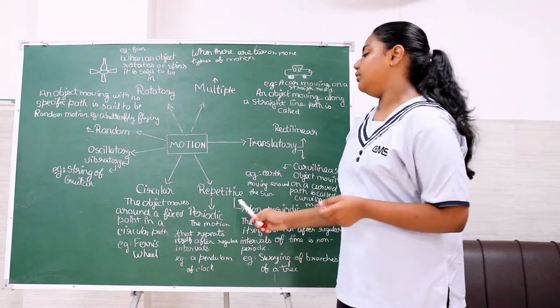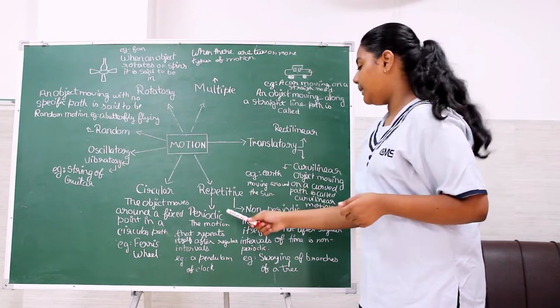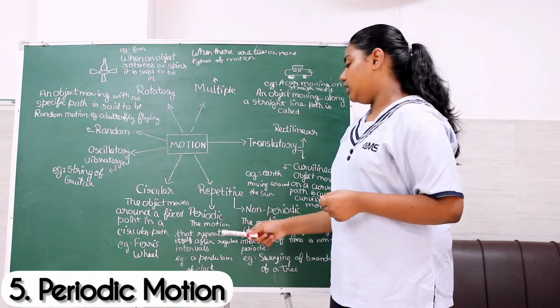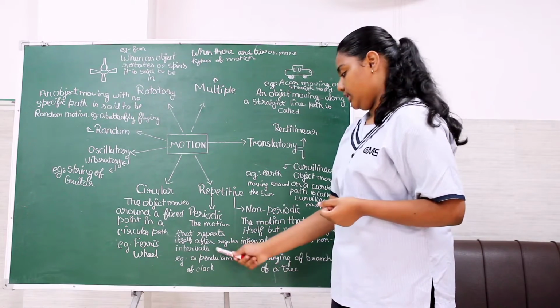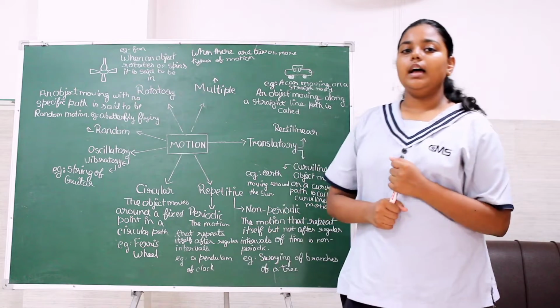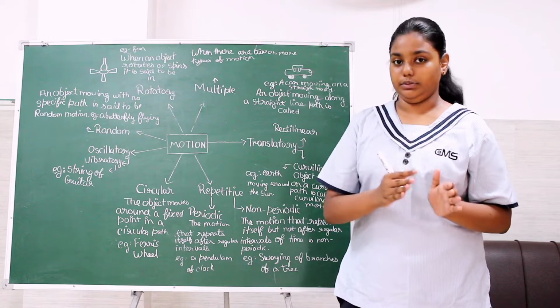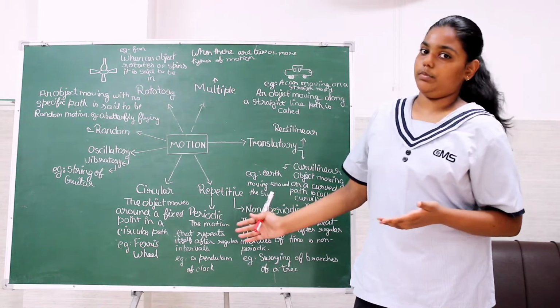Then comes repetitive motion. Repetitive motion consists of 2 types of motion, that is periodic motion and non-periodic motion. Periodic motion is the motion that repeats itself after regular intervals. An example is the pendulum of a clock. If you see the pendulum of a clock, it moves at regular intervals. So it is an example of periodic motion.